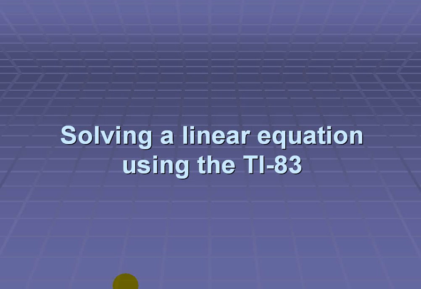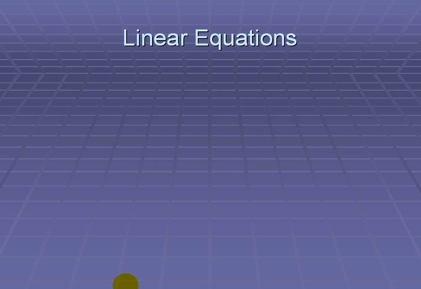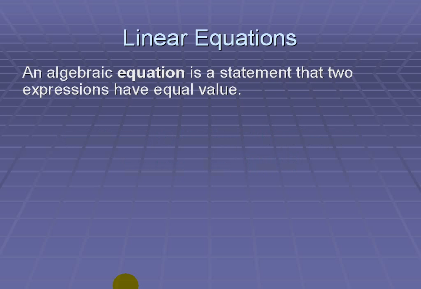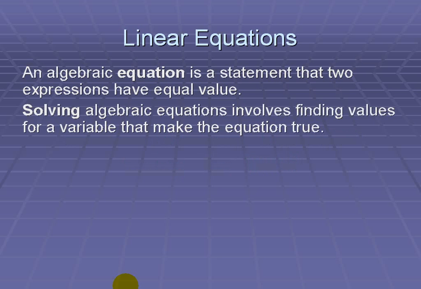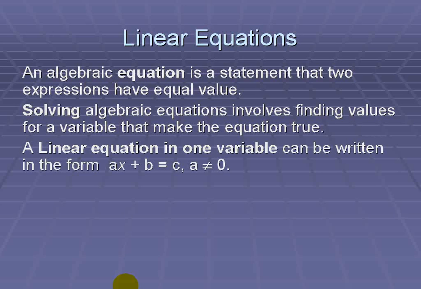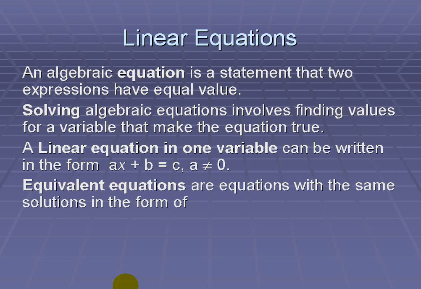Solve a linear equation using the TI-83 or TI-83 series of calculators. Linear equations. An algebraic equation is a statement that two expressions have equal value. Solving algebraic equations involves finding values for a variable that make the equation true. A linear equation in one variable can be written in the form ax plus b is equal to c, where a is not equal to 0.